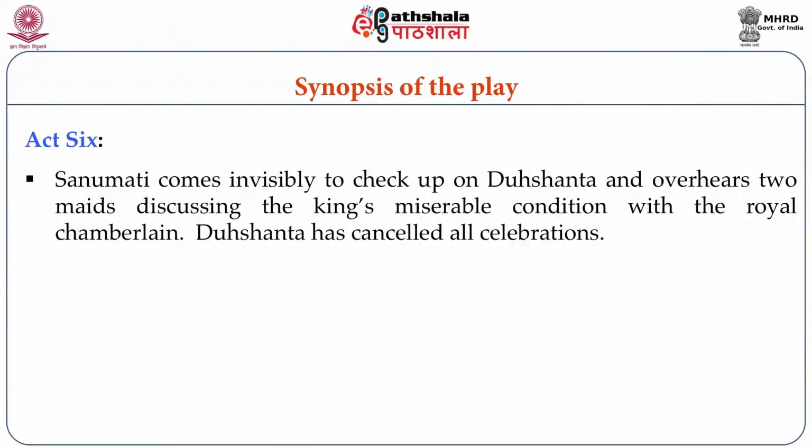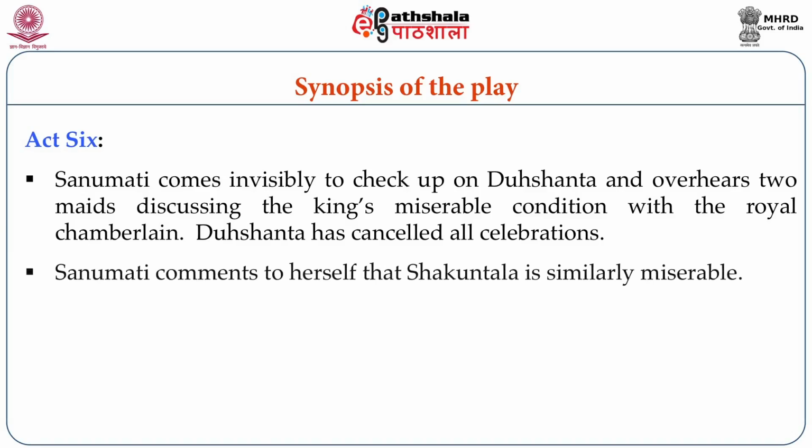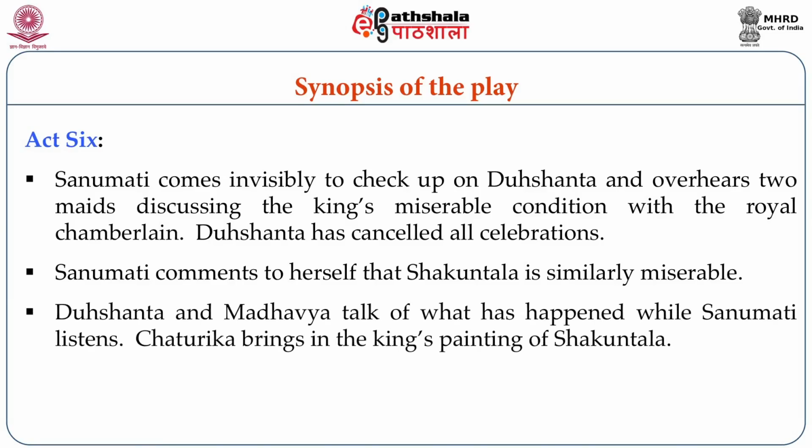Sanumati comes invisibly to check up on Dushwanta and overhears two maids discussing the king's miserable condition with the royal chamberlain. Dushwanta has cancelled all celebrations. Sanumati comments to herself that Shakuntala is similarly miserable. Dushwanta and Madhavya talk of what has happened while Sanumati listens.